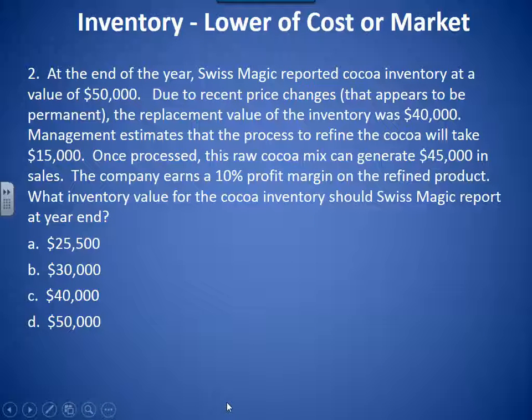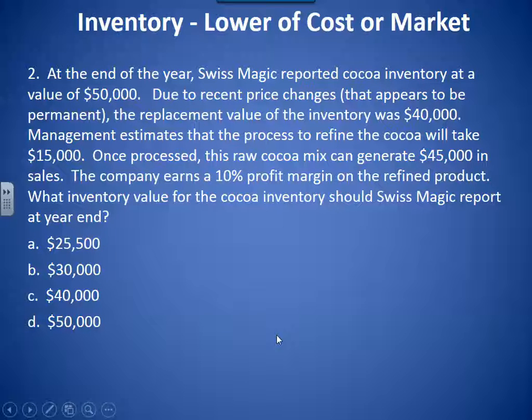Number two, again, Swiss Magic reported cocoa inventory at $50,000 due to recent price changes, and these price changes appear to be permanent. The replacement value of the inventory is $40,000. Management estimates that the process to refine the cocoa will take $15,000. Once processed, the raw cocoa can generate $45,000 in sales. The company normally earns a 10% profit margin on the refined product. What inventory value for the cocoa inventory should Swiss Magic report at year end?